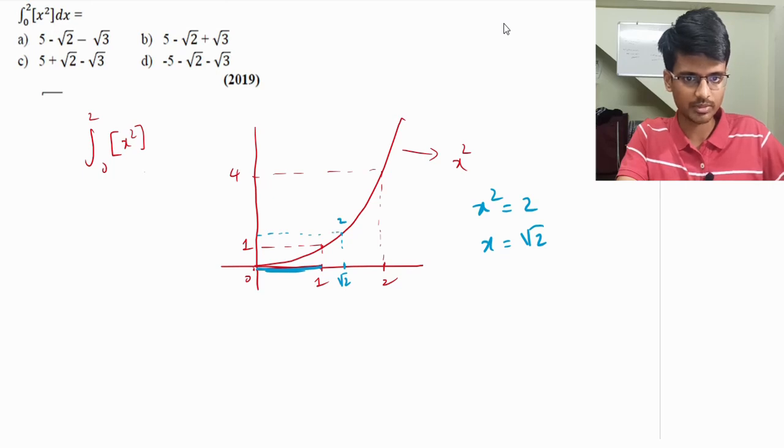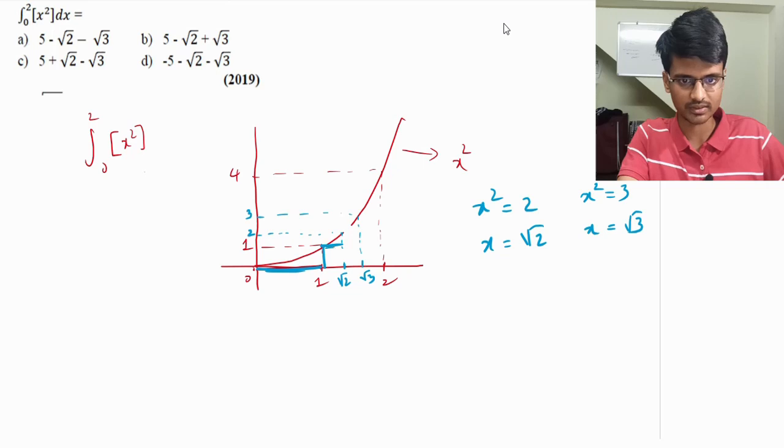And when does x square become 3? At x equal to root 3, right? So root 3 is somewhere here. So at that point it becomes 3. Okay, 3 and 2. So between 1 and root 2, what is the value? The function takes values between 1 and 2. So what is the closest integer? 1. So the graph is like this, right?